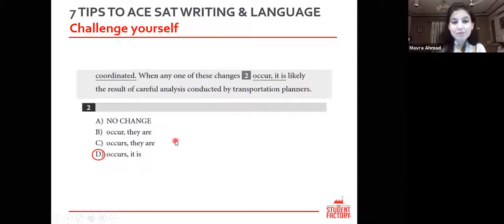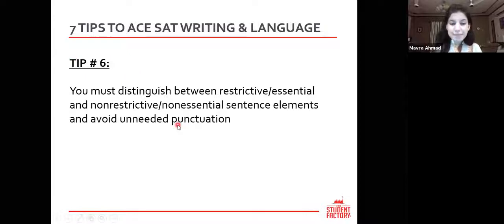So that is how we see कि हम कैसे subject को identify करके we can make sure that the subject verb agreement is shown with the help of the pronoun or the verb that is being used in the other part of the sentence. Moving on, tip number 6. You must distinguish between restrictive, essential, and non-restrictive, non-essential sentence elements and avoid unneeded punctuation.